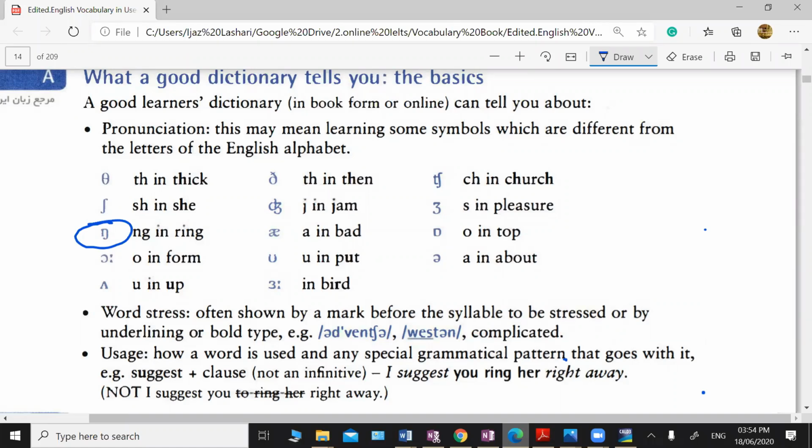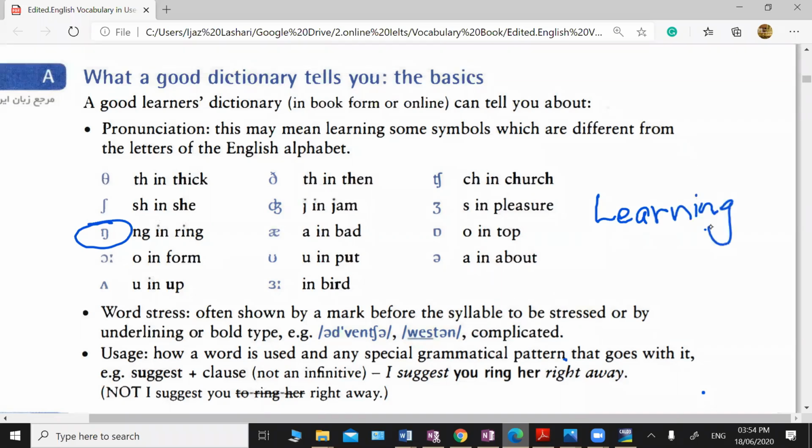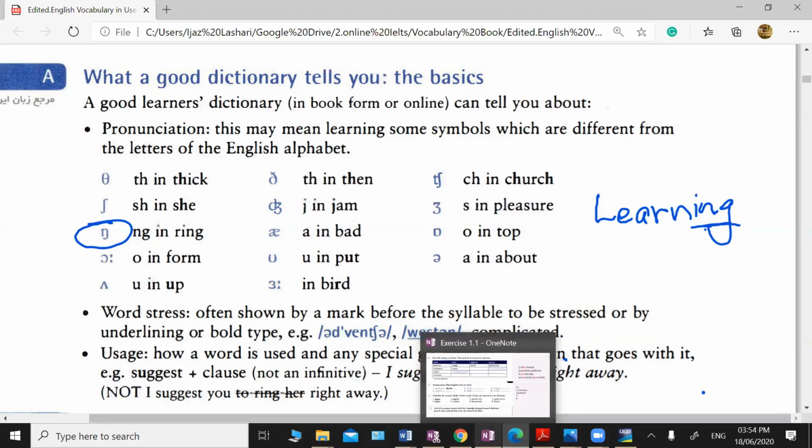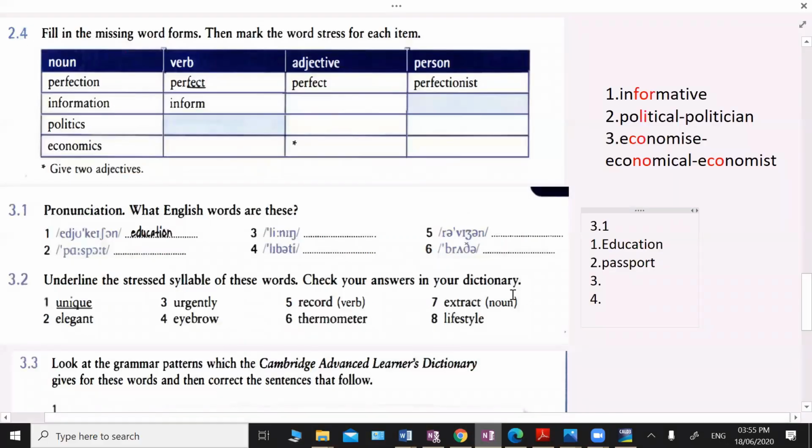It's learning. So now you see here, learning. And you can see the symbols now. One I told you, it was there, the last one, last part. Now no worries. Look at the next one. And number 2 was passport. Number 3 is learning.